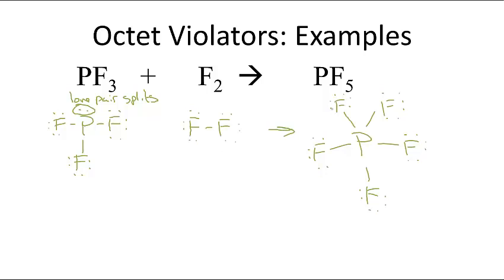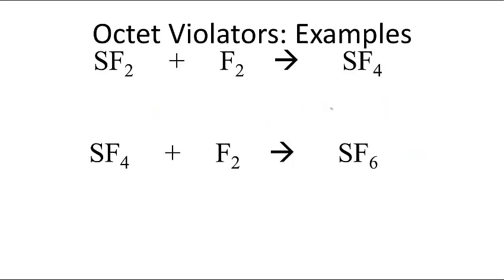So the next reaction that you have is between SF2 and F2. Try to do the Lewis dot structure for SF4 when you're ready. While you guys are doing that, I'll draw SF2 and F2.